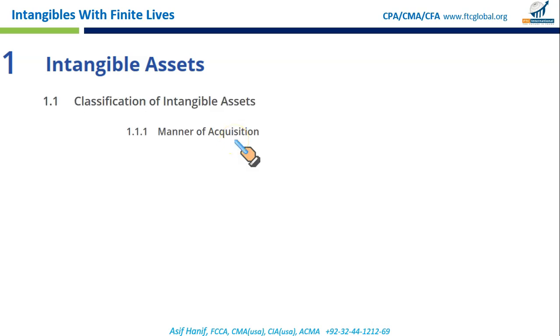Manner of acquisition. There are 2 ways to acquire intangible assets. One is purchase the intangible asset. Clearly, when a business buys an intangible asset from another business or another company or another person, it records it as an asset at its purchase price. Let's say I have purchased a patent paying $500,000, so simply a debit patent, credit cash and bank. It's very straightforward.